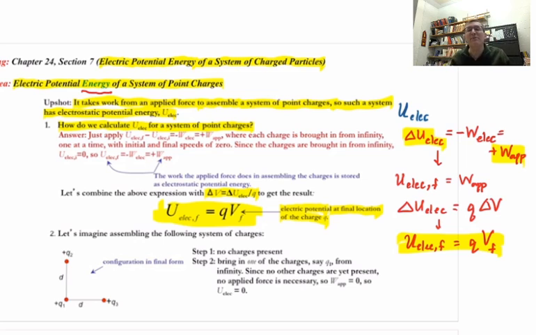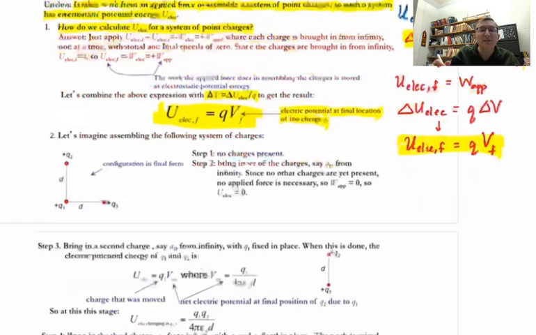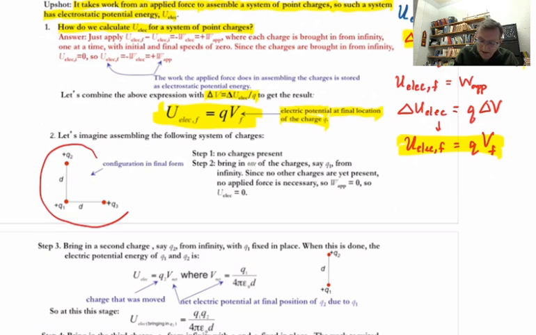So let me show you how this plays out. We can use this idea for any system of point charges, any system, no matter how complex. Let's apply it to the system you see here under number 2. Okay? Let's just imagine that this is the system of charges that we have. This is the configuration of the charges in their final form.